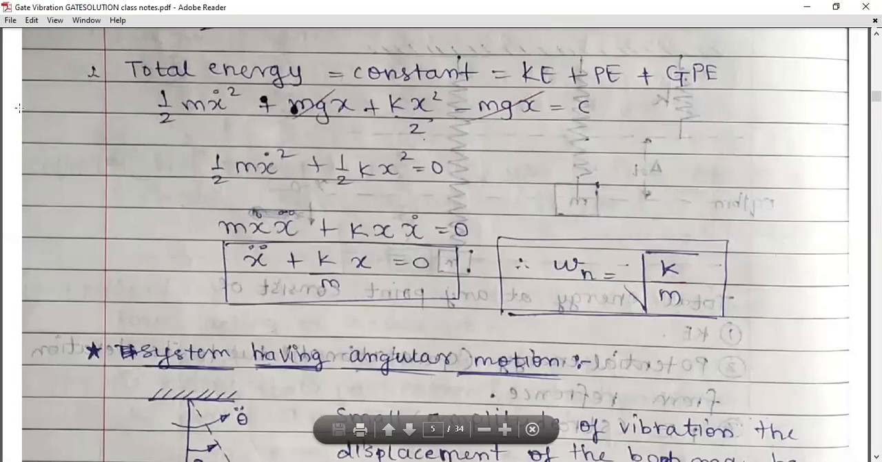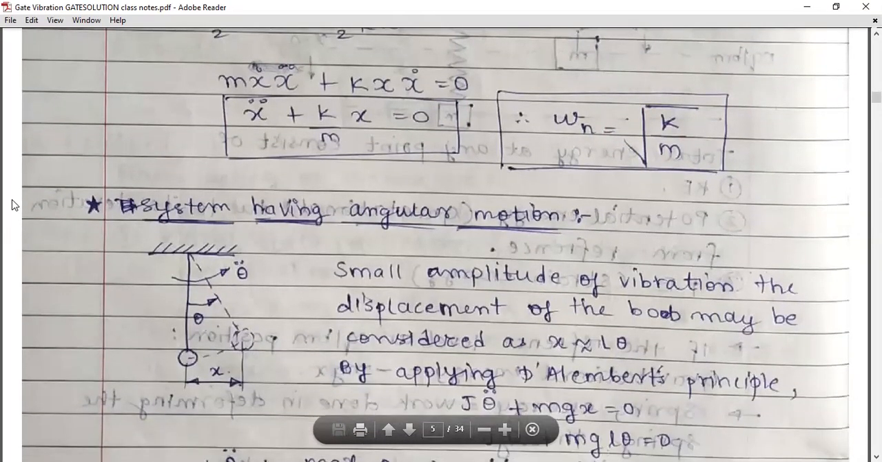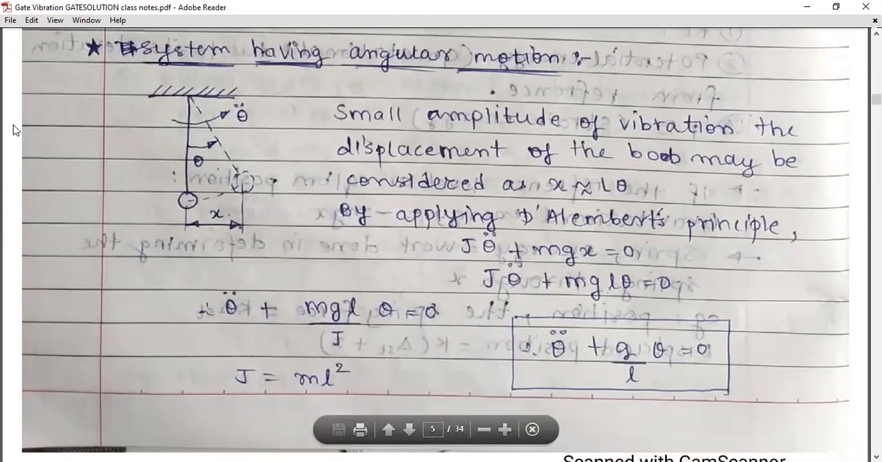So we have two methods now to find the natural frequency. The first method is your equilibrium method, and the second method is your energy method, right? Now the system having angular motion, now this is interesting and this one is important also, right? So system having angular motion.